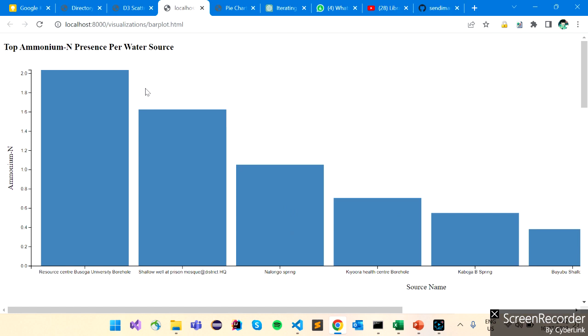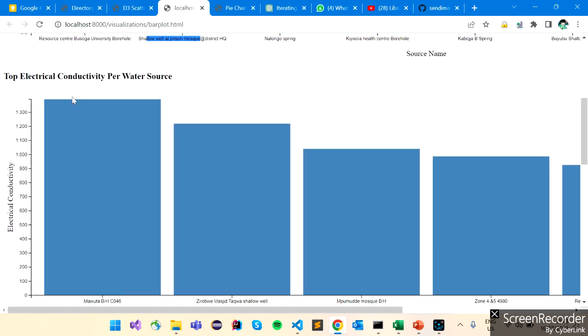On to the bar charts. I came up with a number of bar charts. This first bar chart shows the ammonium concentration per source name. Remember, there are 187 water sources, and we are only interested in the ones that have the highest ammonium concentration. So I picked the top eight water sources and ordered them by ammonium concentration. We can see that Resource Center of Busoga University has the highest ammonium concentration, followed by Shallow Well at Prison Mosque, and then these others. So we can already see that these are the sources that we are interested in.